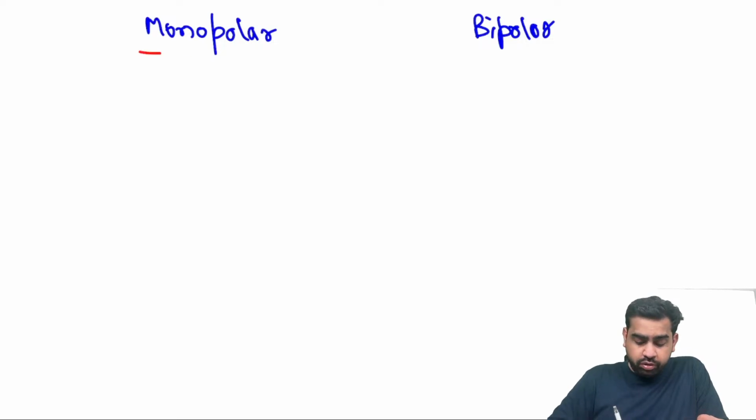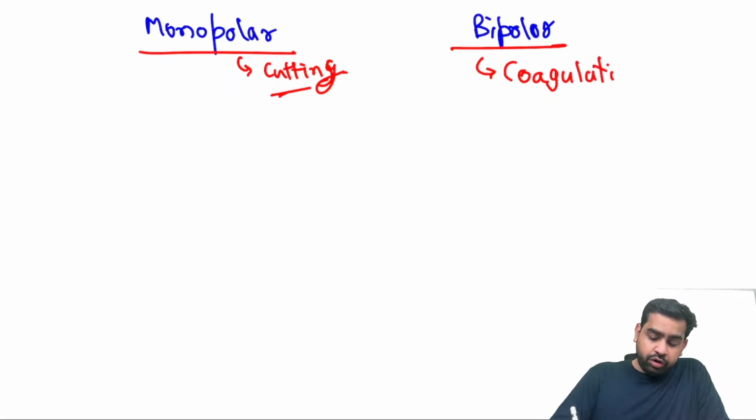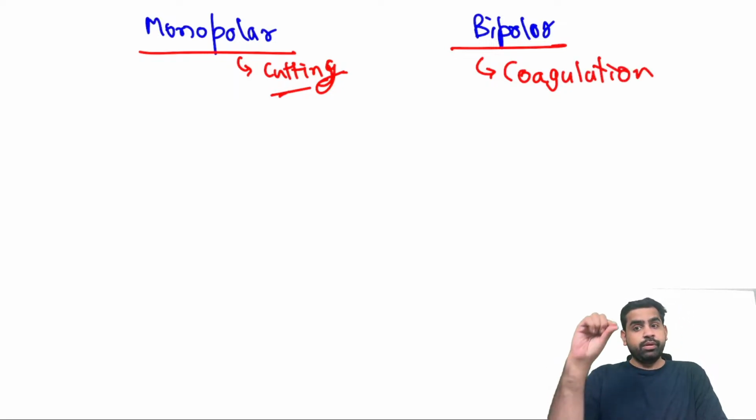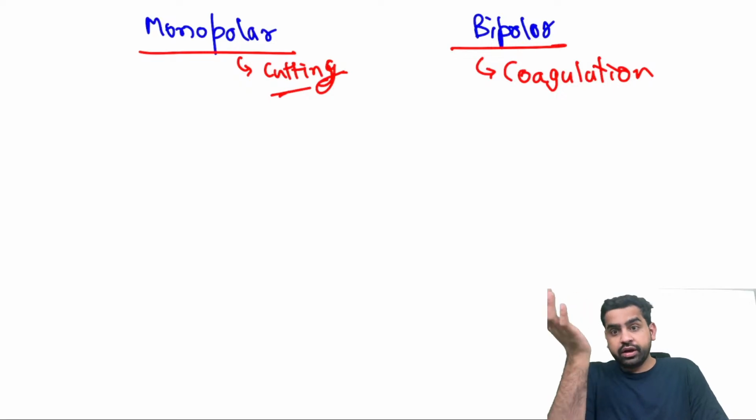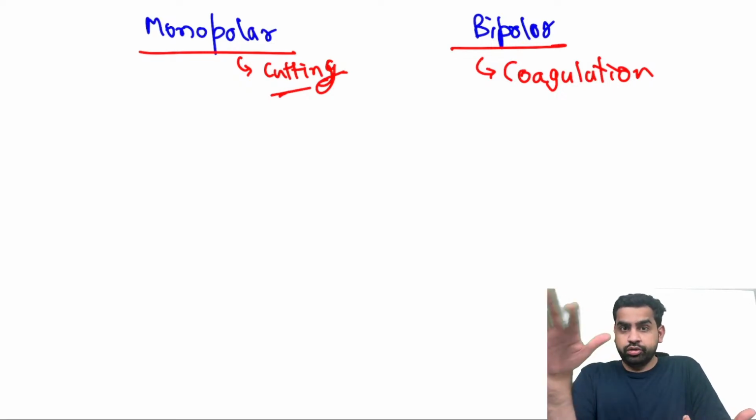In the monopolar cautery, there is cutting of the tissue, because a lot of electricity goes through the tissue and ultimately the tissues get cut. What about the bipolar cautery? There is coagulation. What do you understand by coagulation? You hold the tissue, and when you pass the current, coagulation happens. It means that the bleeding is stopping. That is what coagulation is.